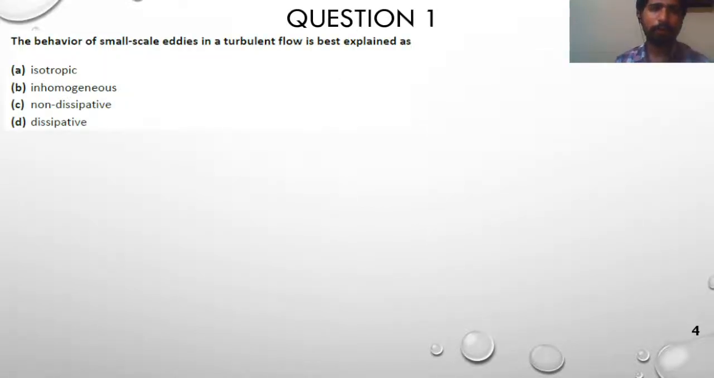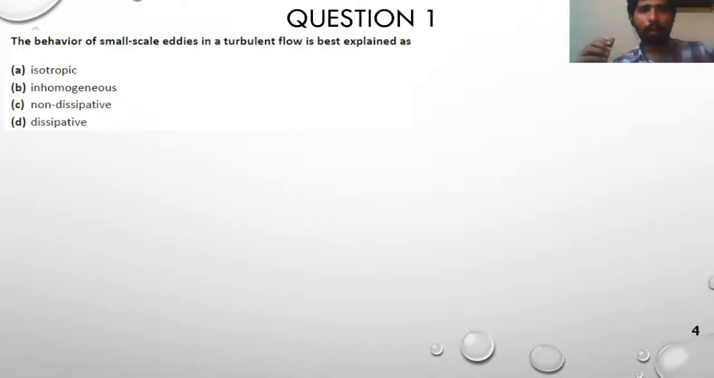So the first question is: the behavior of small scale eddies in turbulent flow is best explained as. The question asks mainly what is the feature of the small scale eddies. As I said earlier, there are two types of swirling motions based on the length scale. They are mainly classified as large eddies or small scale eddies, purely based on the length scale.